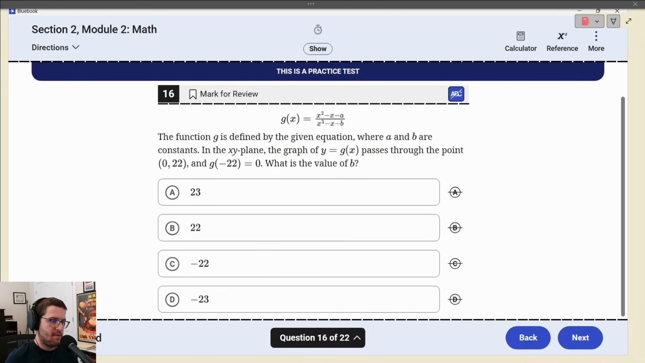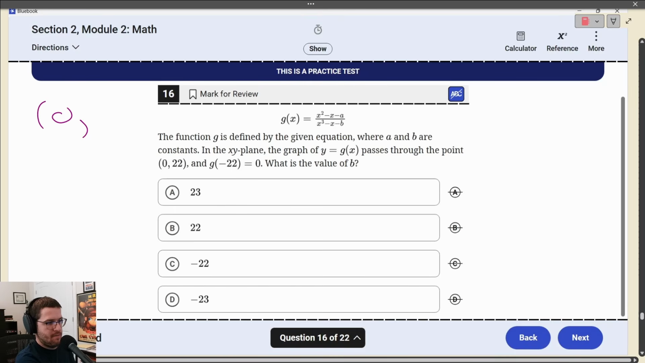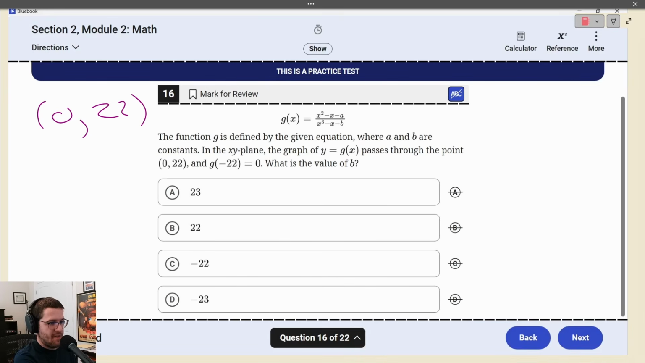Okay, question 16. So this is a rational function, and they tell us that we have points (0, 22). And they also tell us this point in function notation for some reason. That's kind of weird. So the x is there and the y is there. It's just alphabetical order. It's not a trick. Negative 22, 0. Now the question is, which of these should we use first? Well, I'm noticing that this one has y as 0, so that's an x-intercept. And this one has x as 0, so that's a y-intercept.